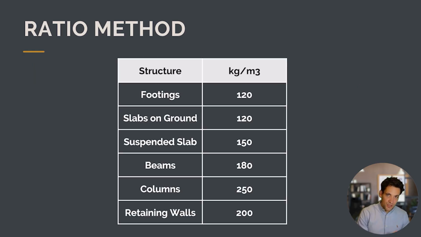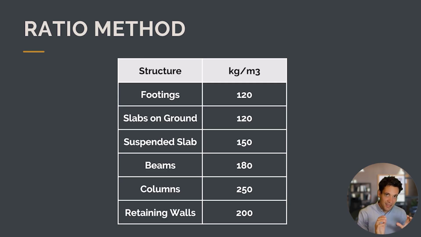Well, for different types of structures, you'll have different quantities of steel reinforcement per meter cubed of concrete. Footings would be something like 120 kilograms per meter cubed. Slabs on ground, the same. Suspended slabs, you'll have more steel because they need to be stronger, more like 150 kilograms. Same with beams, might be 180 kilograms. Columns would be 250 kilograms per meter cubed, and retaining walls would be 200 kilograms per meter cubed.